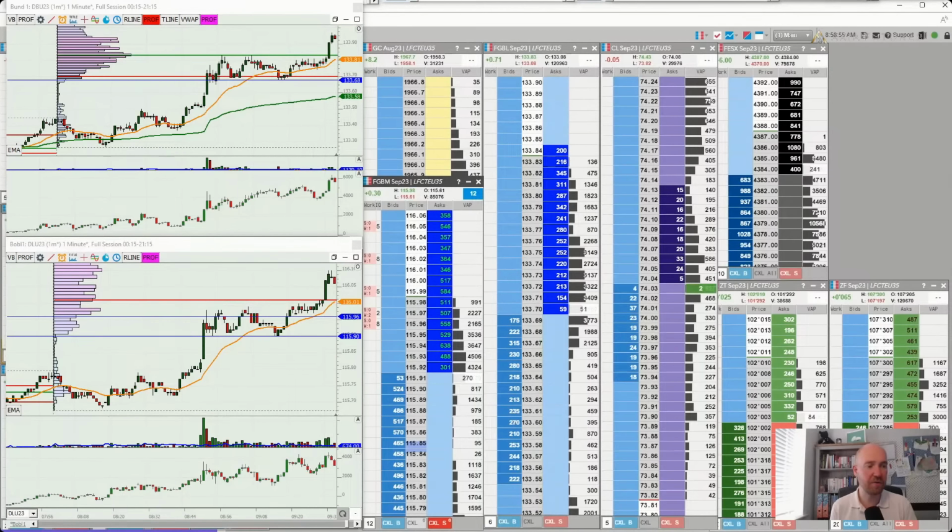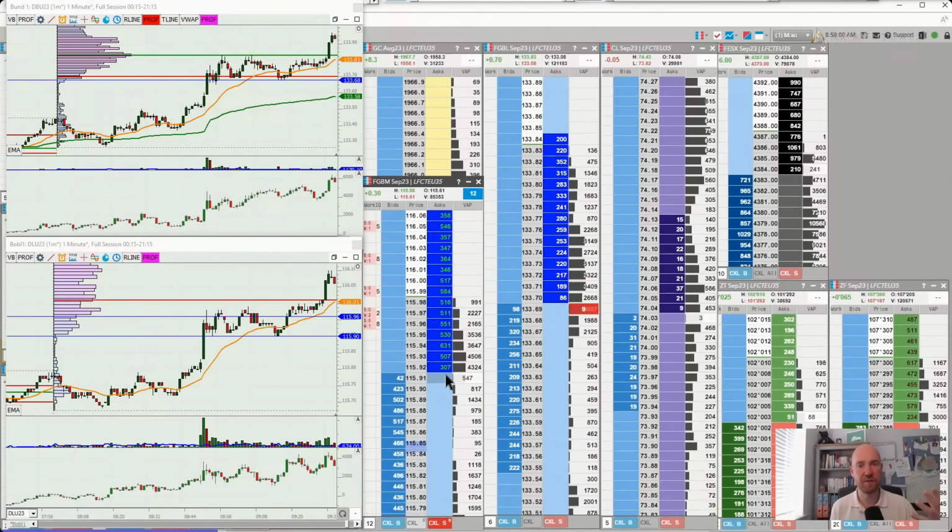You can't see orders on footprint. So no, footprint gives you market orders. It doesn't show you what they're buying from or selling to. So that's the difficulty with footprint.